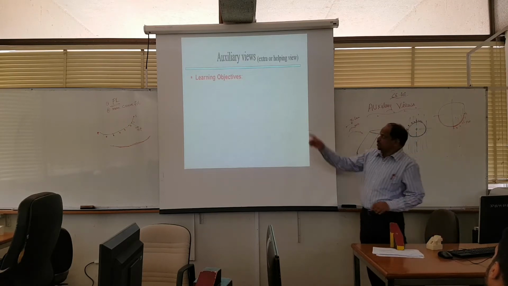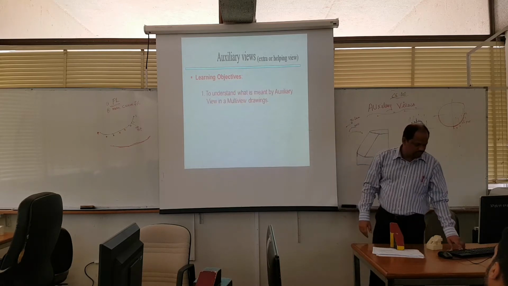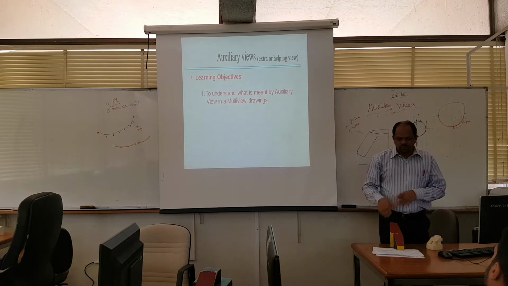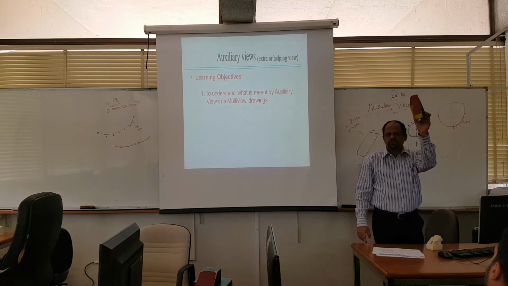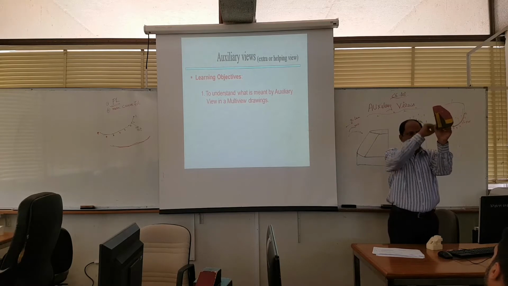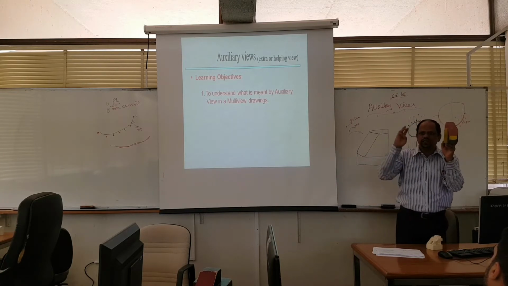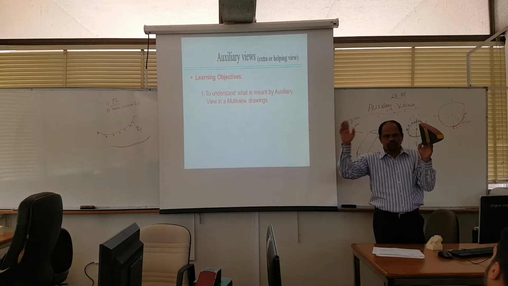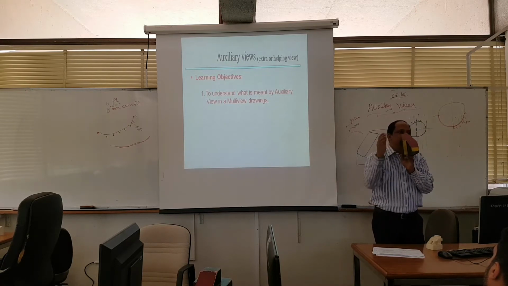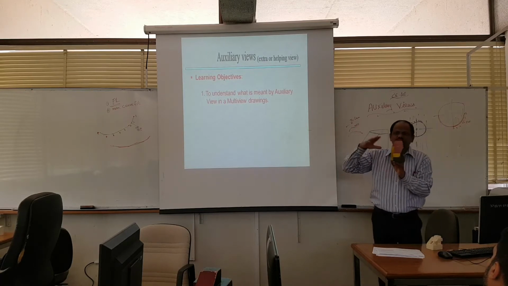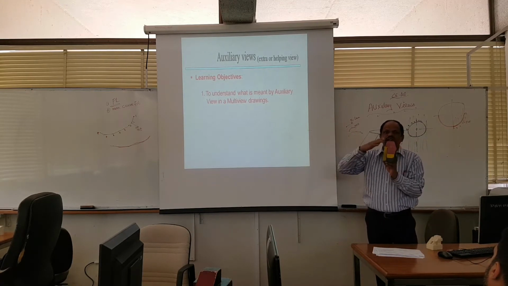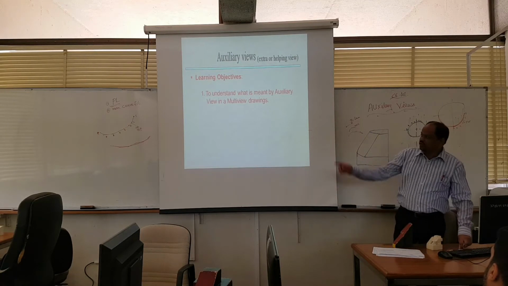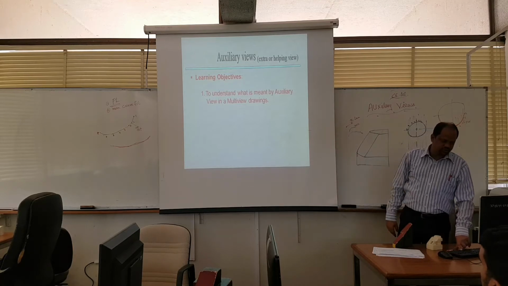Now, the learning objective of these auxiliary views is to understand what is meant by auxiliary view in a multi-view drawing. For a given object, how many views are possible? 6, isn't it? Top, bottom, left, right, front, back, like that. Out of these 6, 3 are called what? Yes, principal views. What are those? Top view, front view, and the side view. Now, this is a view which is separate, other than the top view, front view, or the side view, an extra. So you have to understand what is meant by auxiliary view. We will just show you now.